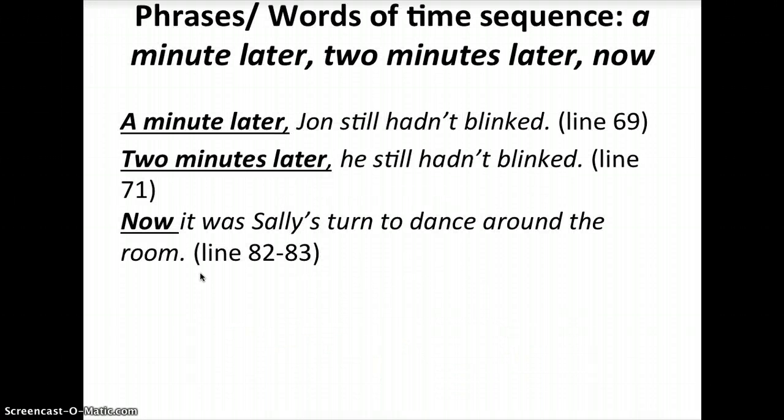In the Stella unit, The Blink Of, you came across the following sentences. A minute later, John still hadn't blinked. 2 minutes later, he still hadn't blinked. Now it was Sally's turn to dance around the room. This and this, they are known as time sequence phrases, while this single word is known as a time sequence word. Why are all these words and phrases necessary in the sentences?